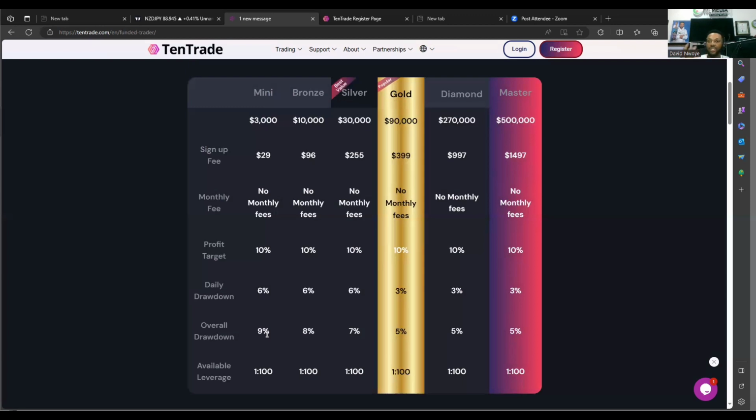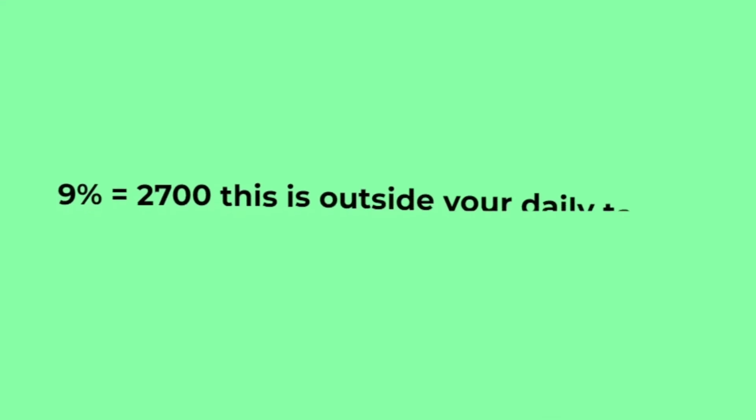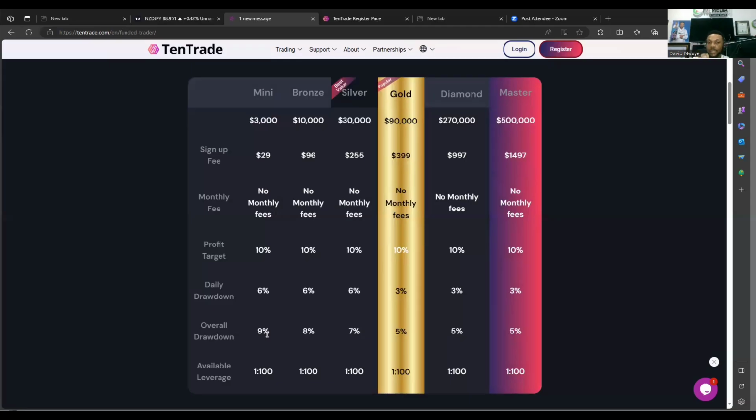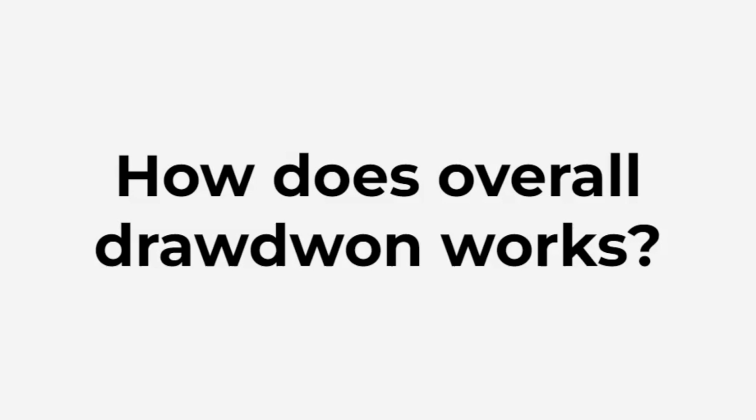All right, so I'm right. $270 overall drawdown. What does it mean? That is, overall, everything that you are allowed to lose outside your daily target is $270. Now, this is it. Pay close attention to this part. I'm taking my time to explain this now. How does the overall drawdown work?